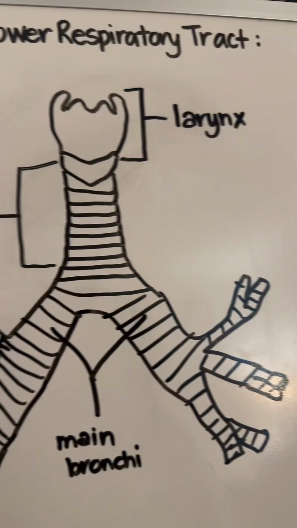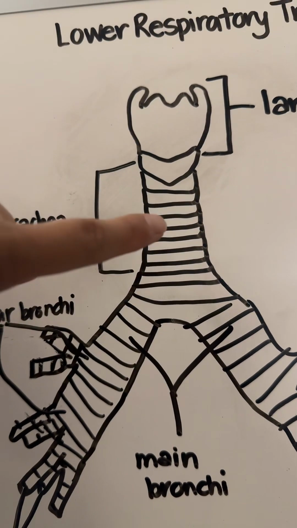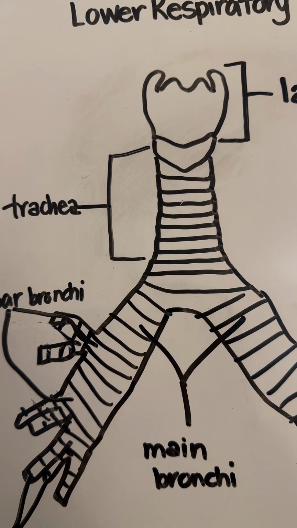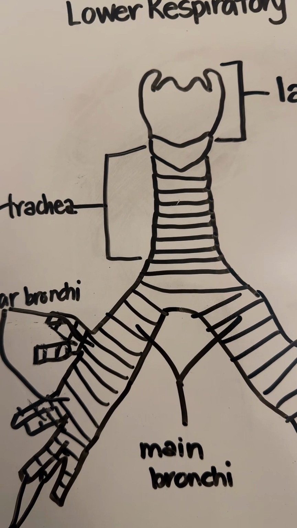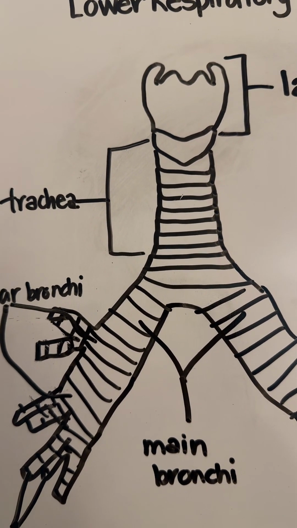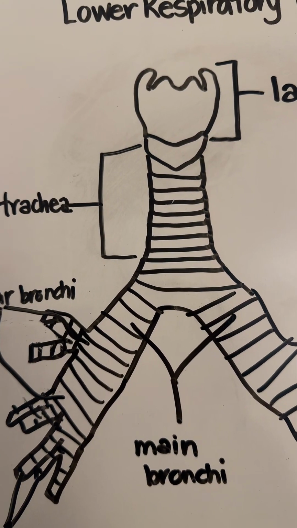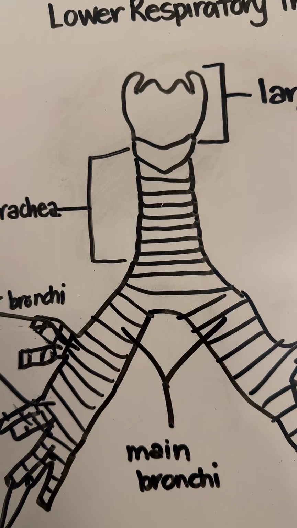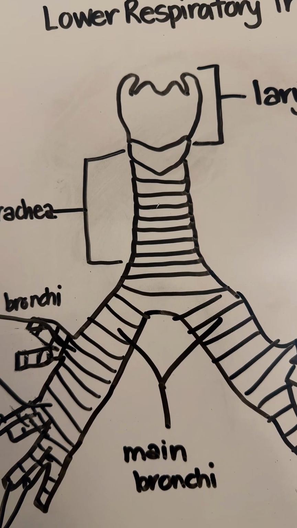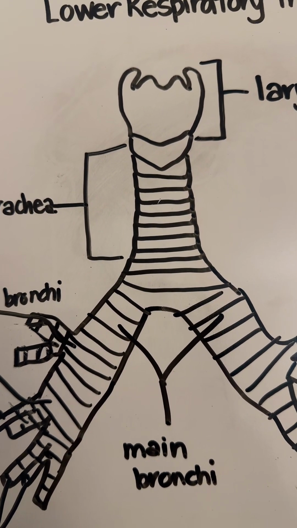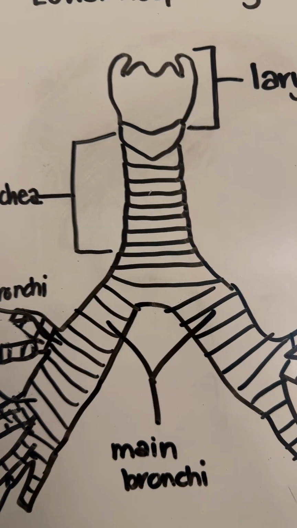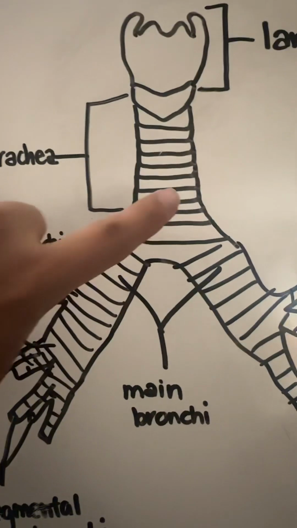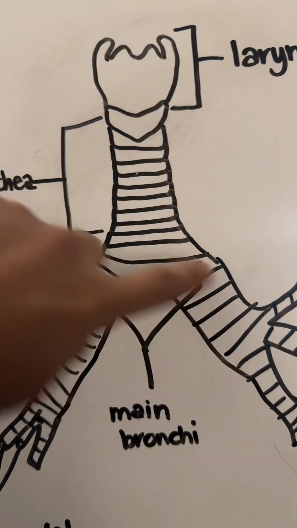Below the larynx, we have the trachea, also known as the windpipe. It's made of C-shaped cartilage rings, which act as a passageway for air to move into the lungs. And then it splits into 2, the right and left main bronchi. Right and left. This is where it splits.